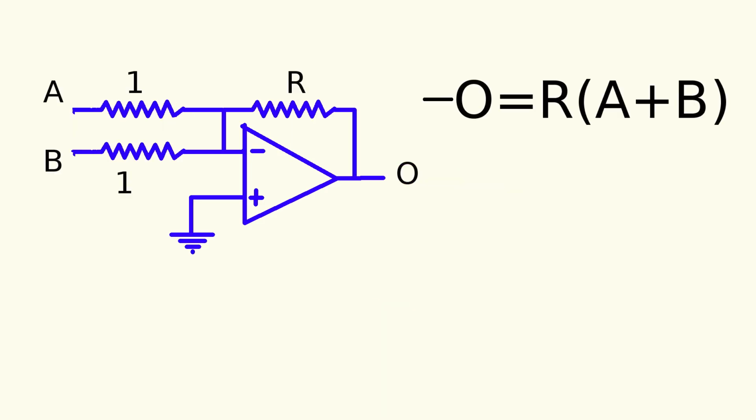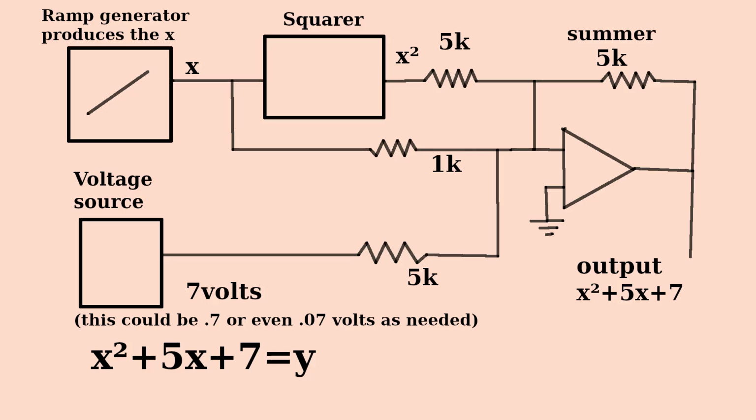Programming in the analog world means connecting modules together in a way that represents the problem. The programming is simple and intuitive. Every problem is visibly different. The wires hook to different things. Here is an analog computer for solving x squared plus 5x plus 7.